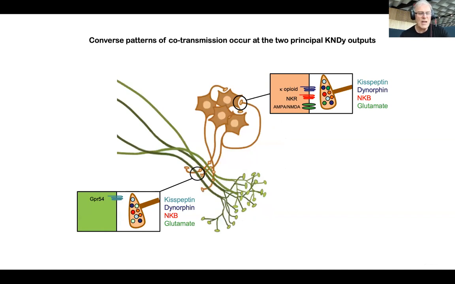So this provides a really quite intriguing situation. You have what I'm calling converse patterns of co-transmission. Whereas down here, we're getting a release, and the only thing that's being listened to is kisspeptin. Up here, you have all these things being released, and it's listening to everything except kisspeptin. So we were wanting to take this in vitro data and try and look at whether we could see what might be happening in vivo.